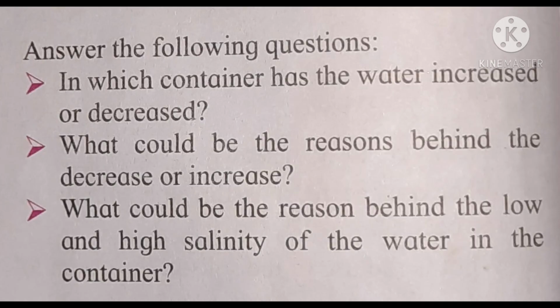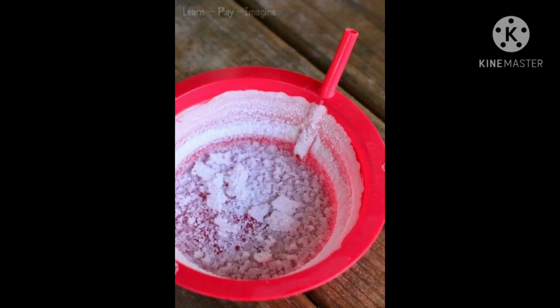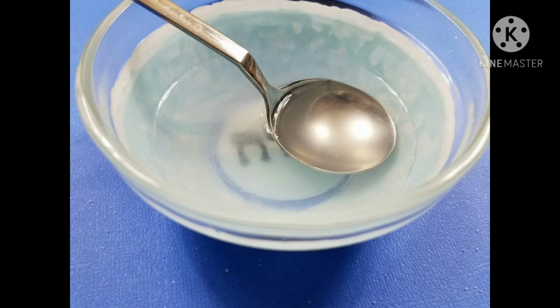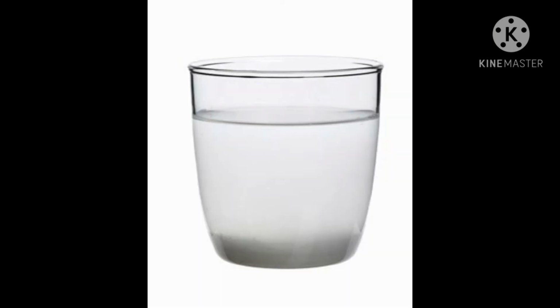Third question. What could be the reason behind the low and high salinity of the water in the containers? The reason for high salinity is that the water in the container evaporated but the salt remained the same. Next one, the reason for medium salinity is that we did not add any additional water to it. And the reason for low salinity is less evaporation, and we also added fresh water to it. Okay, children, understood? So this experiment you can easily do at home.